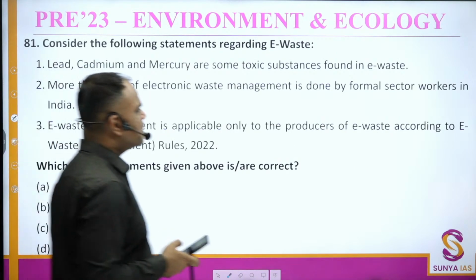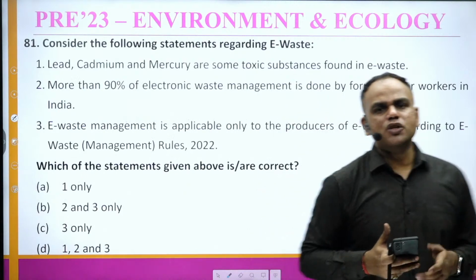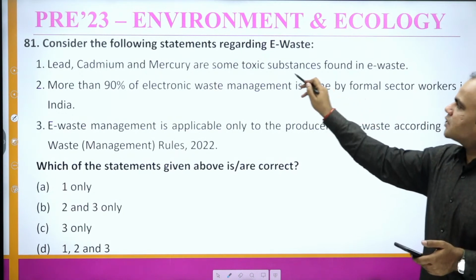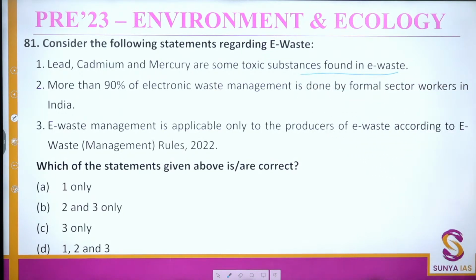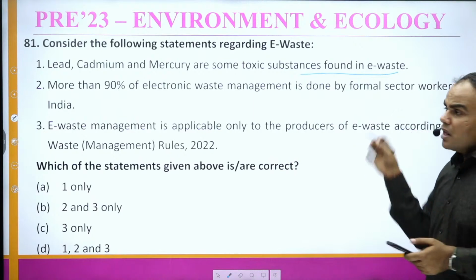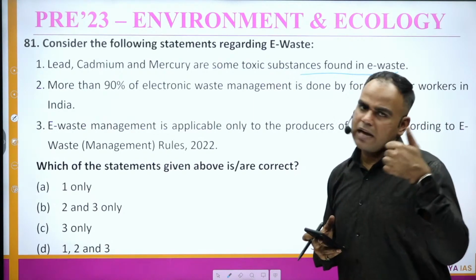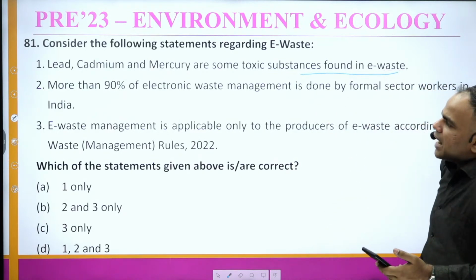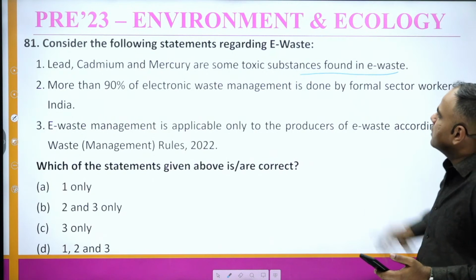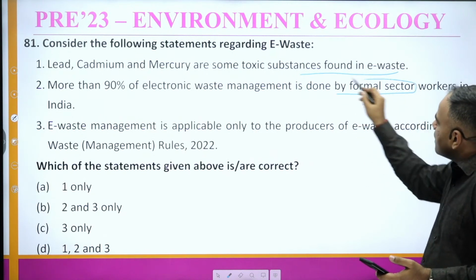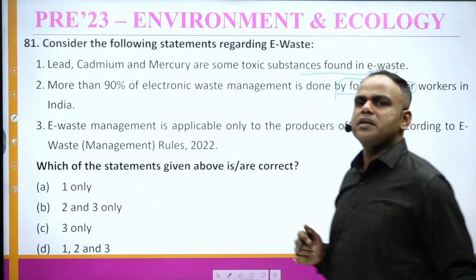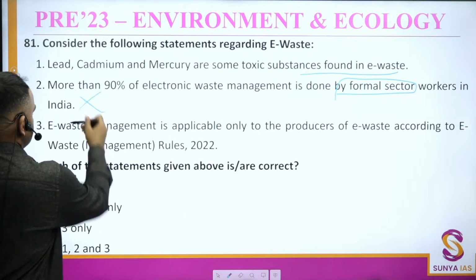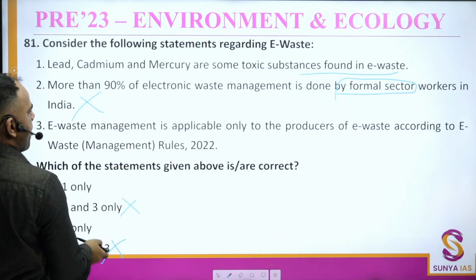Now the next question. In this question, if you actually go for elimination, it's very easy to attempt. Lead, cadmium, mercury are some of the toxic substances which are found in e-waste. This is more or less very general. But the second statement, you would have read about it in editorials in magazines and different sources. More than 90% of the electronic waste management is done by the formal sector. Is this true? No, it is not done by the formal sector. It is actually done by the informal sector, which is why it is a problem, right? So 2 is wrong.